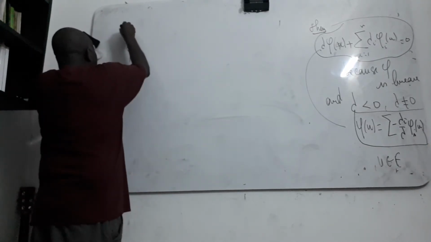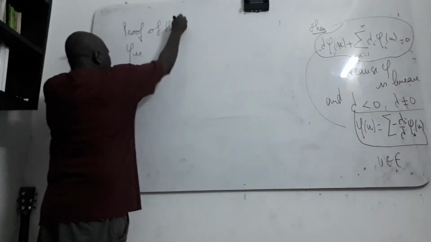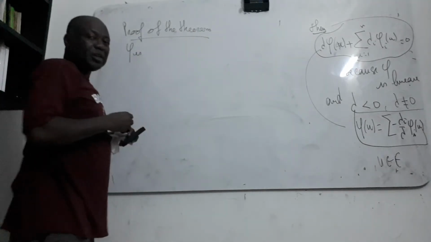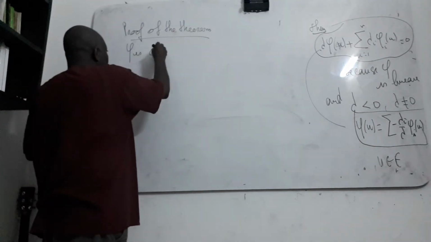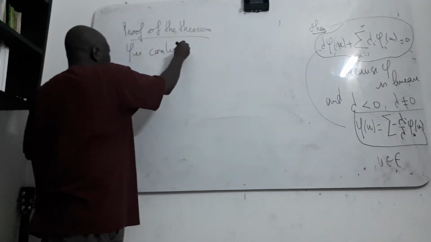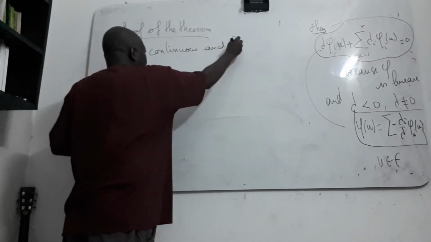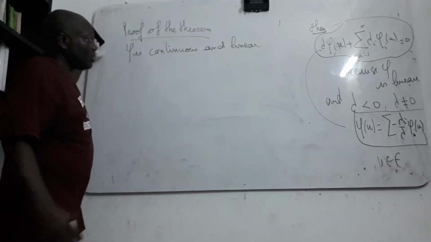The proof of the theorem. Phi is continuous and linear. We just consider that it is continuous at 0.